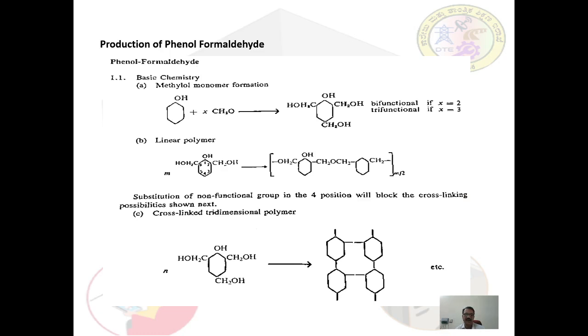The cross-linked three-dimensional polymer is formed when formaldehyde monomers are attached to the three functional groups, right? And it forms a cross-linked polymer.